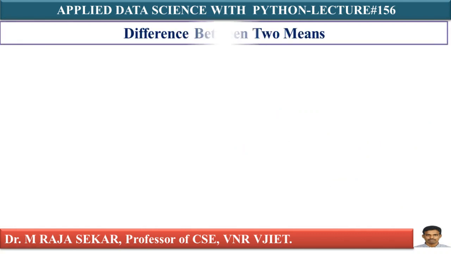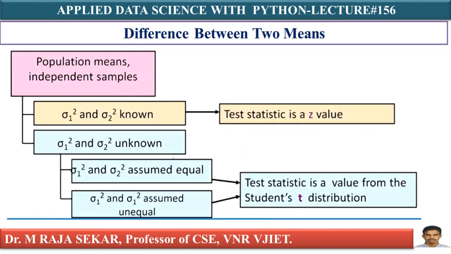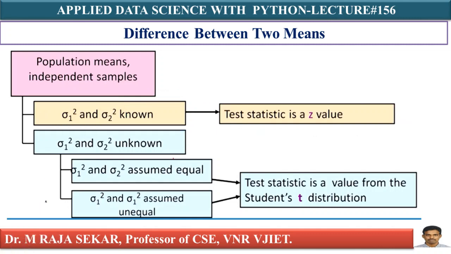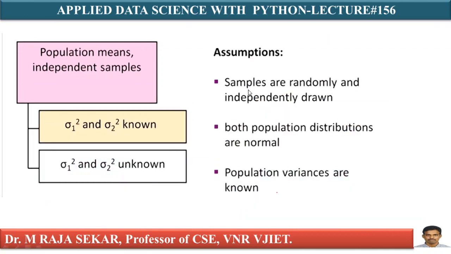What is the difference between two means? Just see, the first case is population means with independent samples. In independent samples, I have another classification: sigma 1 square and sigma 2 square known, or sigma 1 square and sigma 2 square unknown. In this class, we will try to understand the case where sigma 1 square and sigma 2 square are known. I will discuss other cases in my next class.